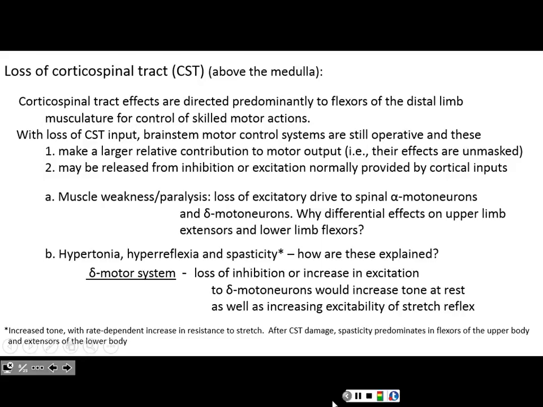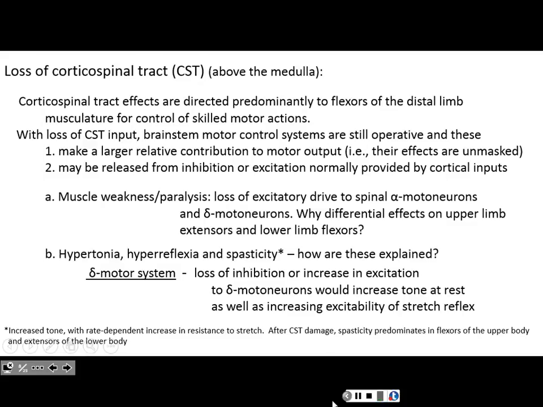But why do you get this funny thing that goes on in the upper body? Why is the flexor tone still so good? I'll come back to that in a minute. And then there's this question of hypertonia, hyperreflexia, and spasticity. How are these explained? Why do you get hyper anything when you're removing an excitatory input from the corticospinal tract?